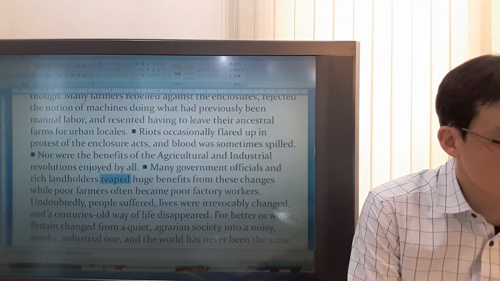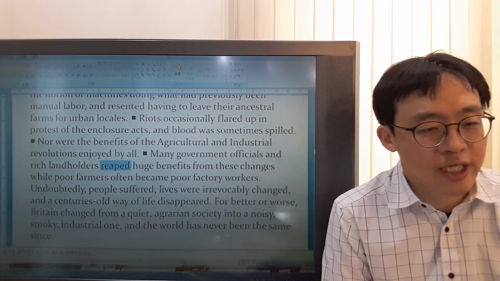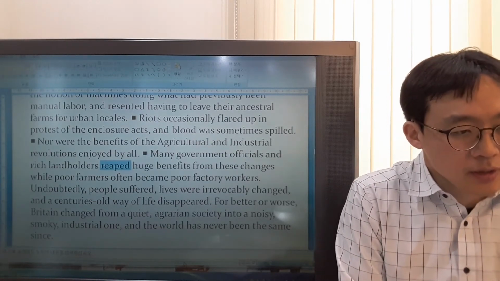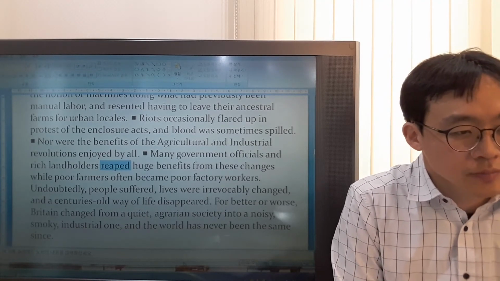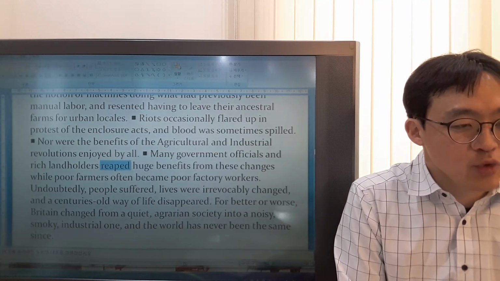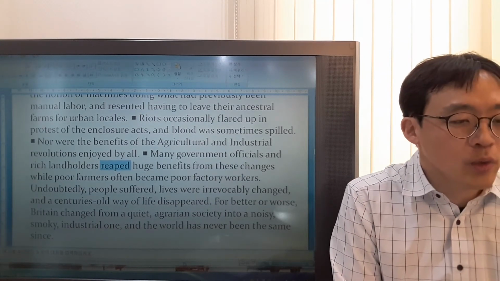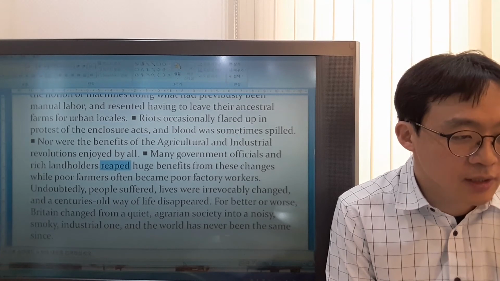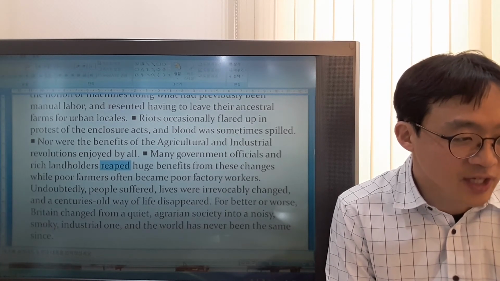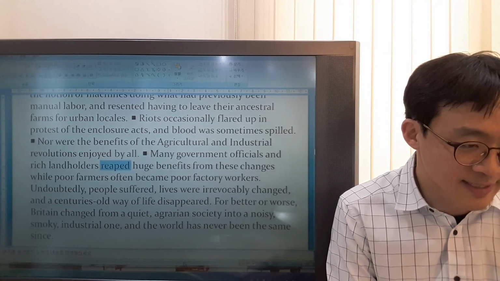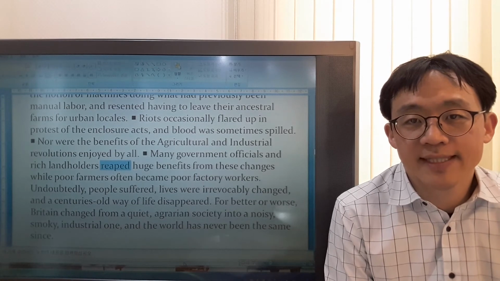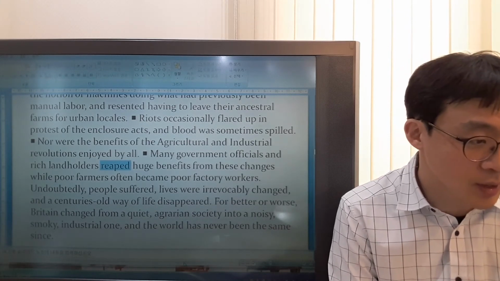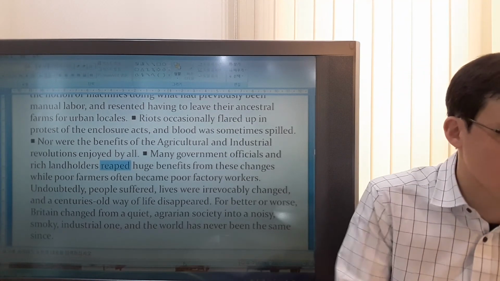And no doubt people suffered and lives were changed in a way that can't be reversed. And the old ways of life disappeared. Irrevocable. That means what? The change cannot be reversed. All right? For better or worse. Britain changed from a quiet agricultural society into a noisy, smoky, industrial one. That means industrial society. And the world has been completely different since then. For better or worse, what does that mean? Whether the result is good or bad, all right? Agrarian means relating to agriculture.